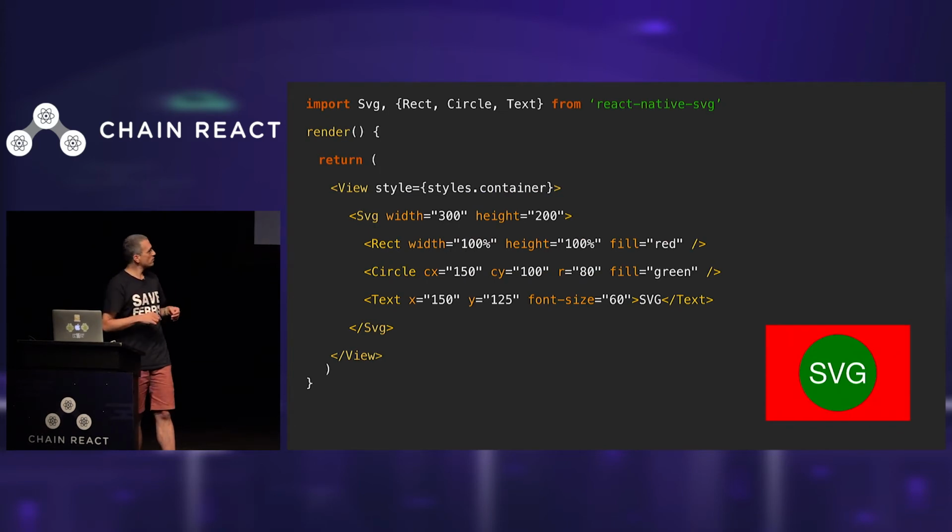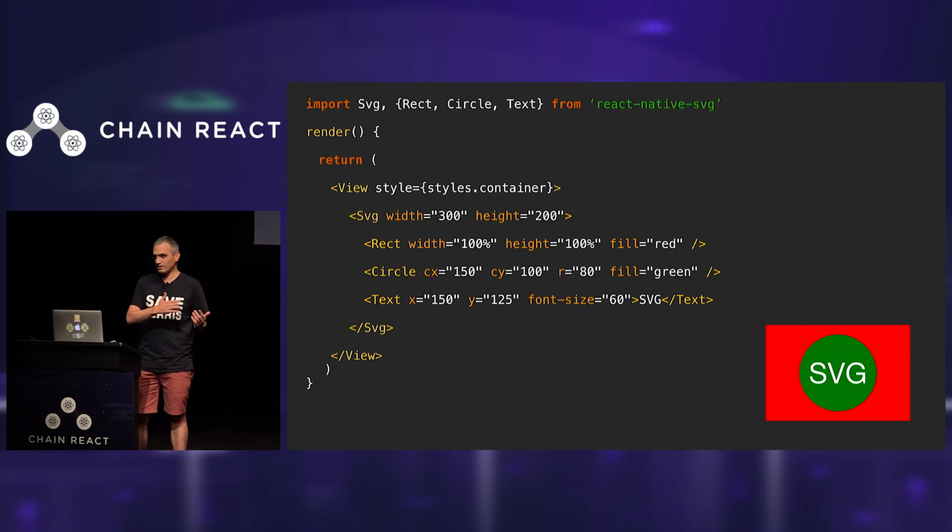So this is the same example that we saw in web. This is in React Native SVG. As you can see, it's the same thing. We're using the same elements. We get the same result with the same attributes.